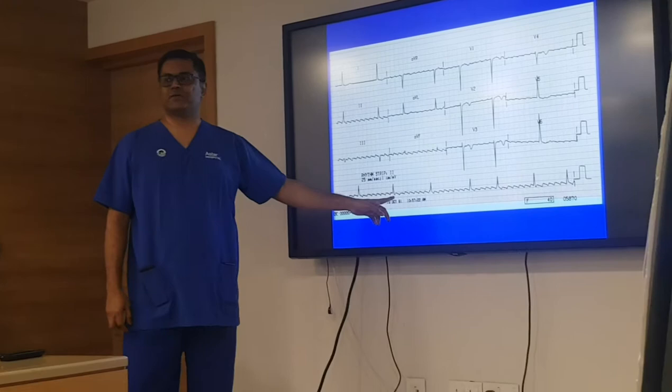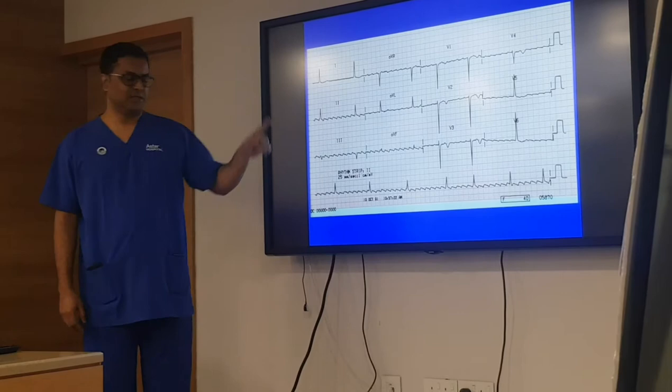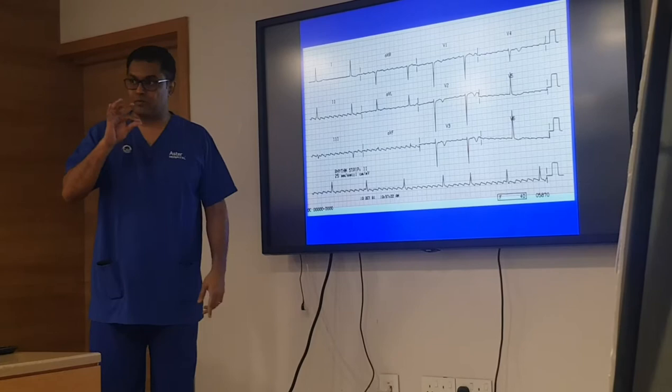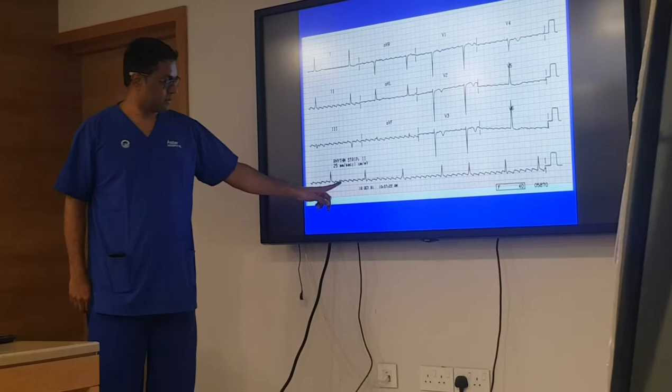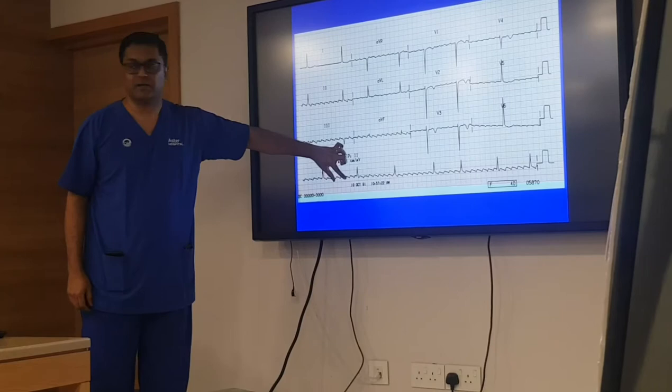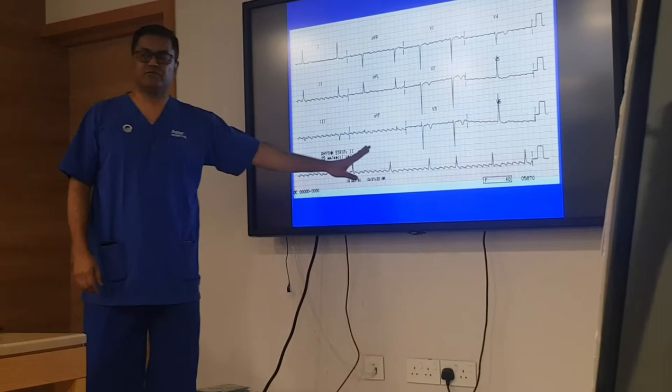But good thing if you look at it, unlike in AF, they all look the same. In AF, remember, one P wave will be small, one will be big, it'll be wavy. Here they're all the same, going regularly. And the P waves are regular also. If you mark this interval, it's all regular. So this is atrial flutter, okay? But you're right, normally atrial flutter will be regular. But this is something called atrial flutter with variable AV conduction, okay?